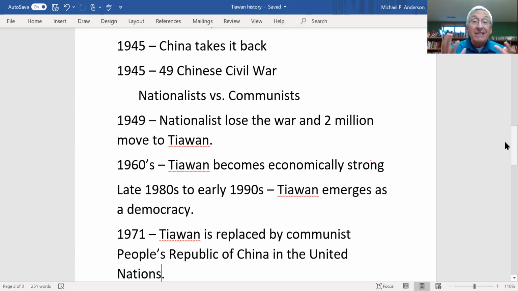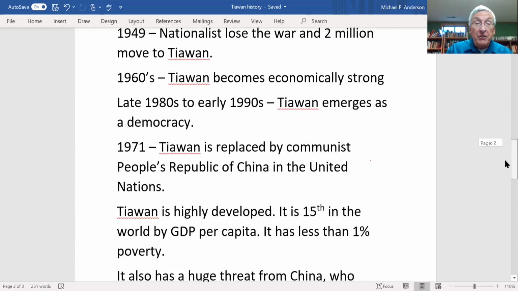Now, obviously, this is kind of weird, and reality begins to set in, and the UN eventually says, okay, Taiwan, you guys are, yeah, you're lovely, but realistically, the government of China is the communist Chinese government. So 1971, Taiwan is replaced on the United Nations.